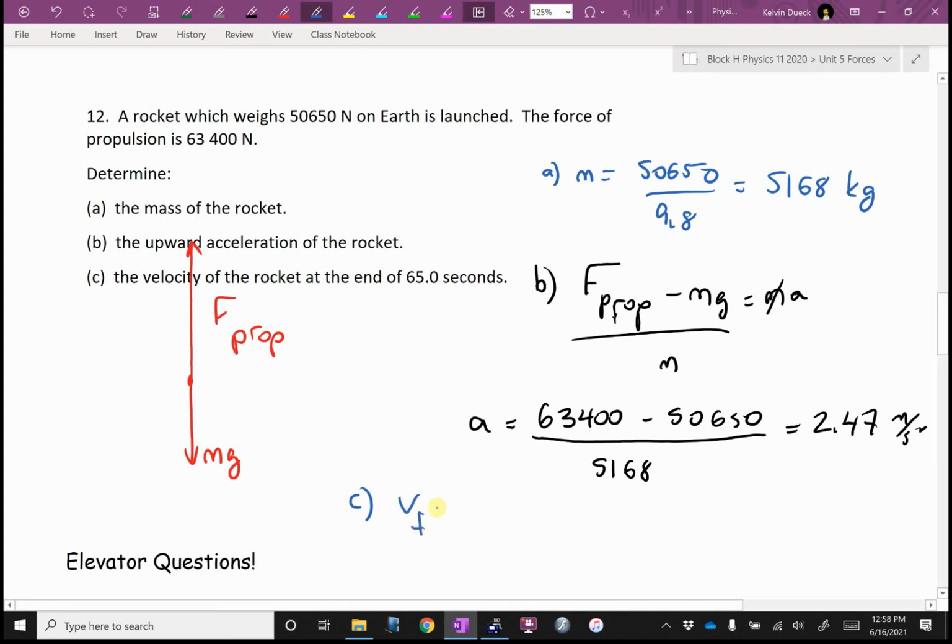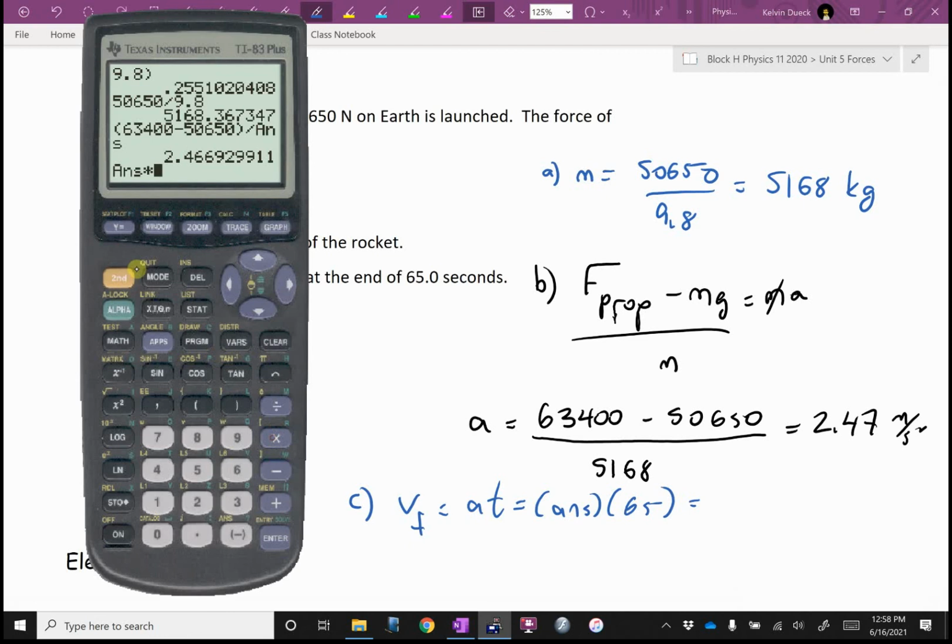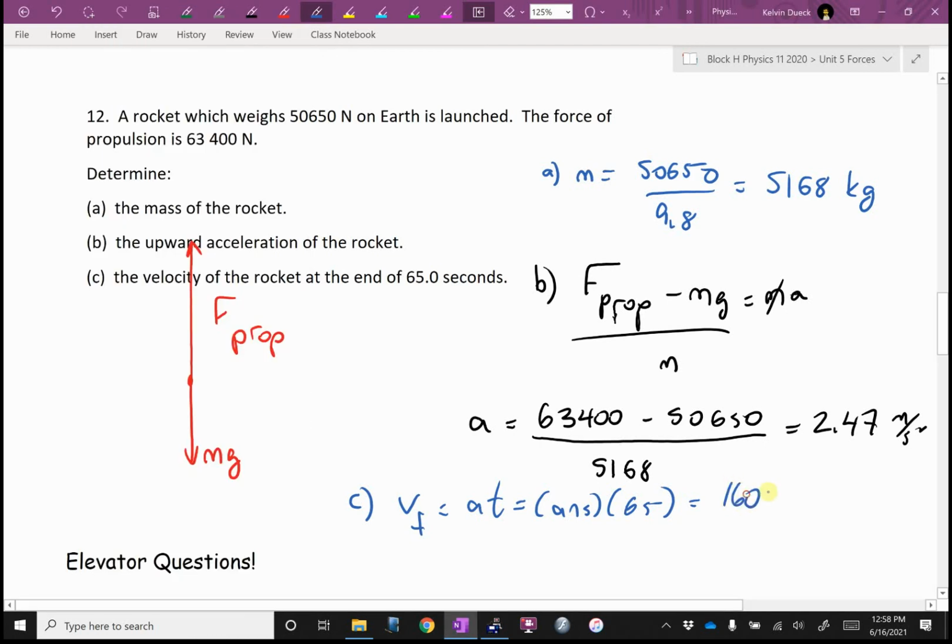So, VF equals AT. So it's going to be my answer button times 65. If you write A and S in your note, like in your work on a test, I'll clue in what you mean. I don't know if they'll let you get away with that in post-secondary, but I'm pretty easygoing. So 160 meters per second. That's about what? Half the speed of sound?